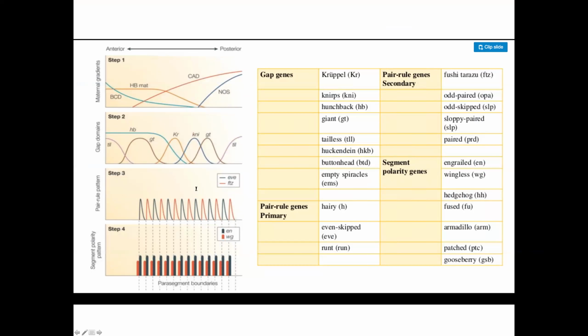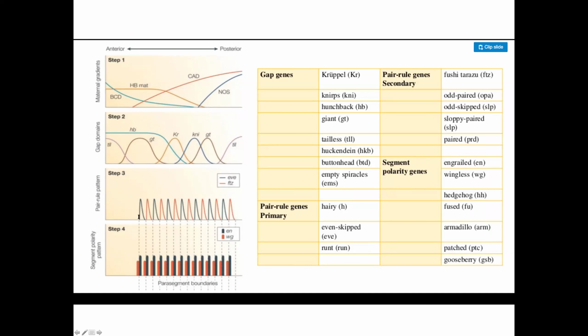So this is essentially what I've been trying to explain here. Now see it for yourself and understand it for yourself. The maternal gradients, red, and this undulating and repeating pattern of the gap domains, these are further read and further defined into alternating patterns of the pair rule genes. And you can see the pair rule genes are alternating. So it's even-skipped and fushi tarazu. Now they're further read by the segment polarity genes.